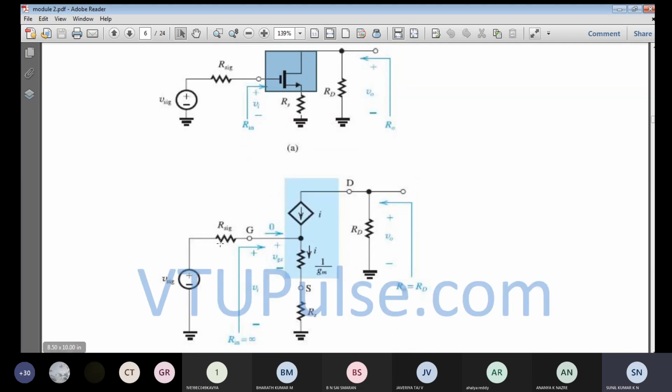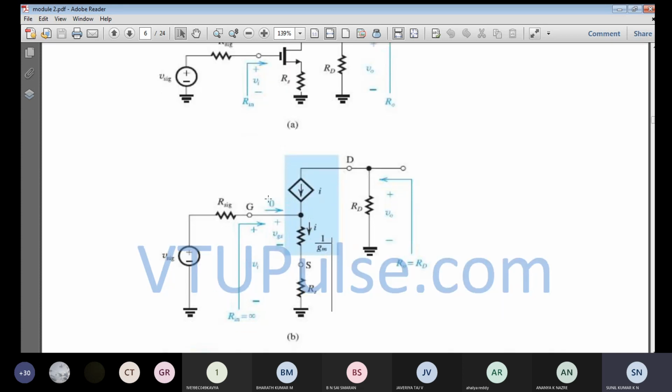R signal, V signal is the same. Gate current is 0, so the same thing. And what is I? I is nothing but the drain current, which will be equal to gm into VGS, the same thing. And what is the resistance over here? That is 1 over gm. That is the T equivalent circuit model. Here we have the same resistance, 1 over gm, and the current flowing over here will remain the same. And the gate current is 0.